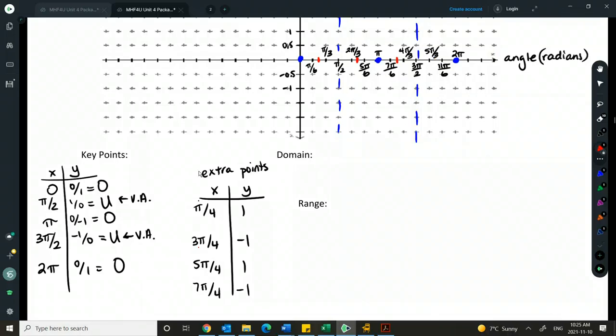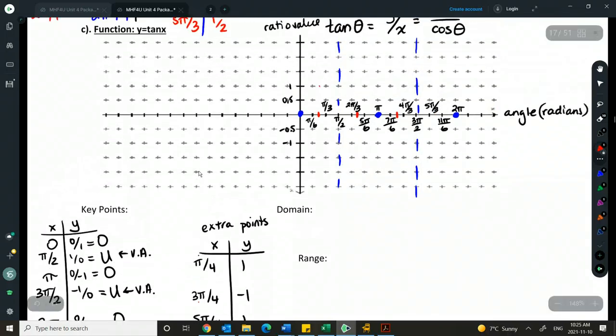All right, so at pi over 4, I'm going to have a positive 1. That happens right here. At 3 pi over 4, which is this guy, I'm going to have a negative 1. At 5 pi over 4, which is this next guy, we're going to have a positive 1. And then at the last one, 7 pi over 4, we have another negative 1 here.